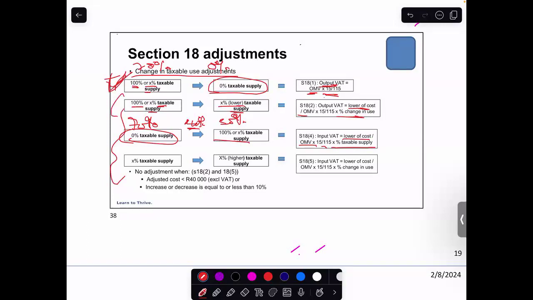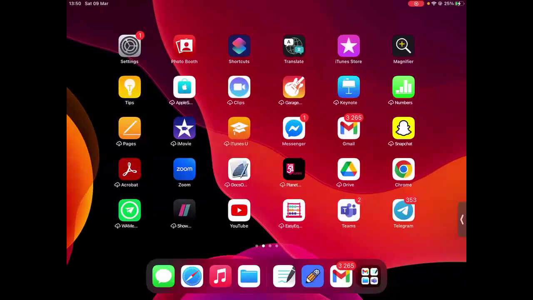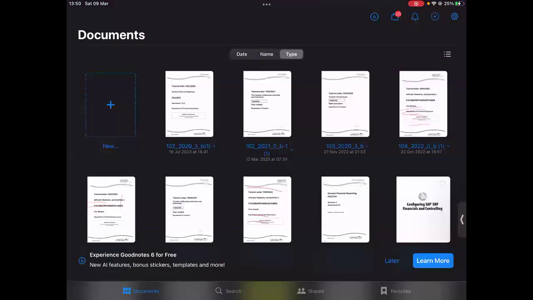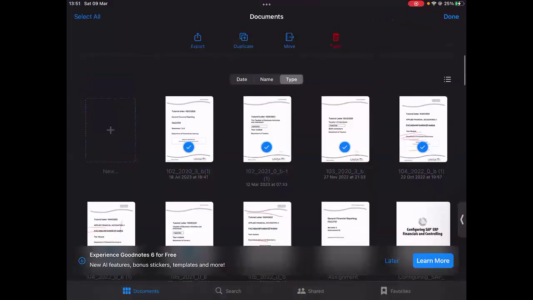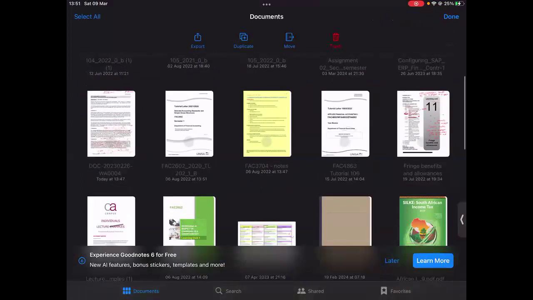But our question is, we are moving from 70% taxable supplies to a lower percentage. We're moving from 70% to a lower percentage.